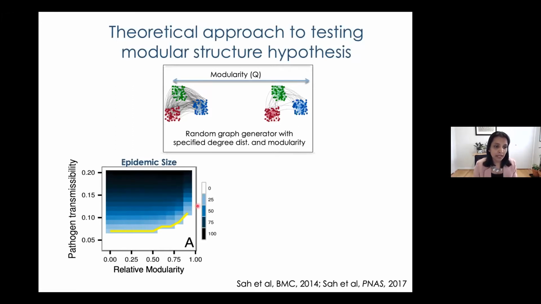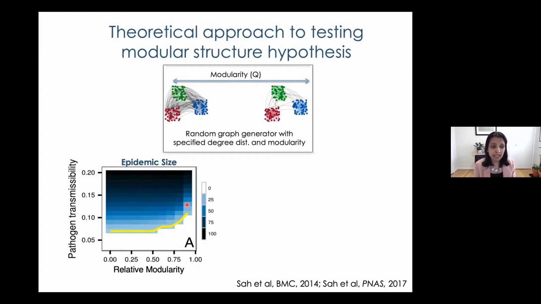And what we're looking at here, the heat map shows epidemic size, with darker colors being larger epidemics, and on the y-axis here, this is varying levels of pathogen contagiousness or R0. And so we find that even with increasing levels of modularity, the epidemic consequences in terms of epidemic size really stay quite consistent.